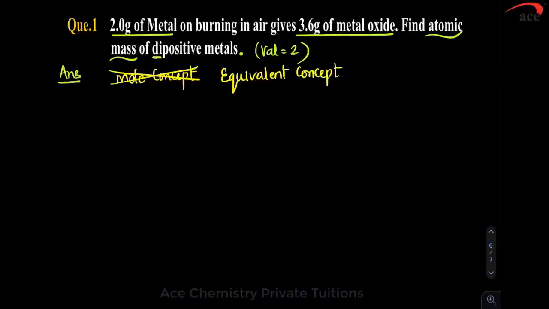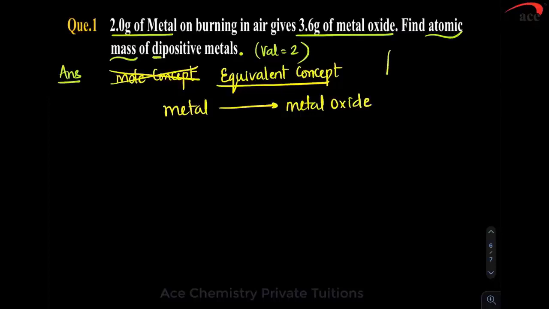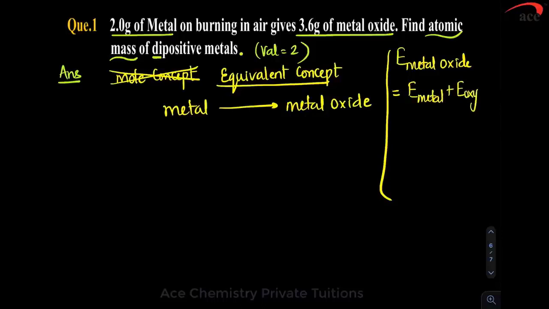So we now use equivalent concept, because mole concept has become slightly difficult and trickier to do this. So what we do, we don't write a reaction. We just write metal gives you metal oxide. We don't write the complete reaction also. We just write the important part. Now before we go ahead further, how to calculate equivalent mass of metal oxide? Equivalent mass of metal oxide is given by the formula equivalent mass of metal plus equivalent mass of oxygen. Can you do this? Answer is yes, because in equivalent mass stoichiometry is not considered.